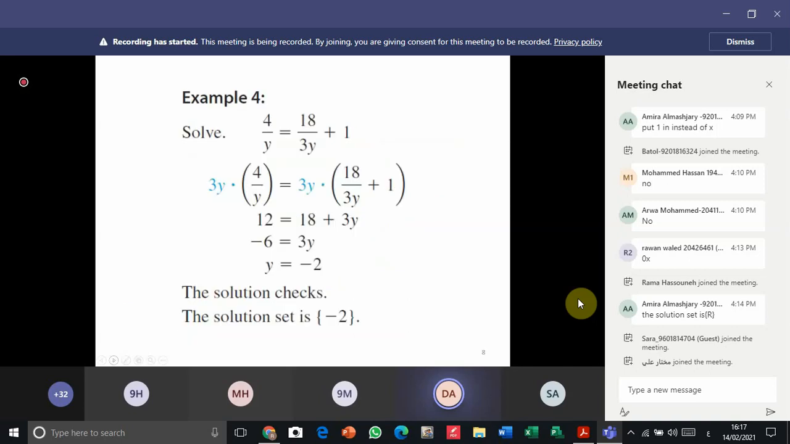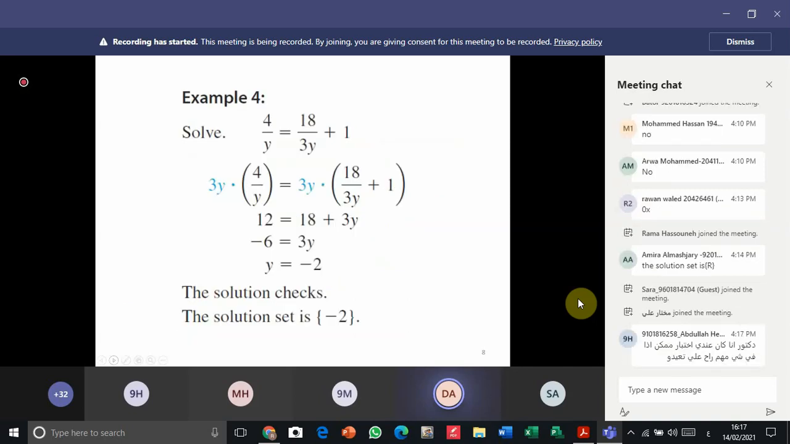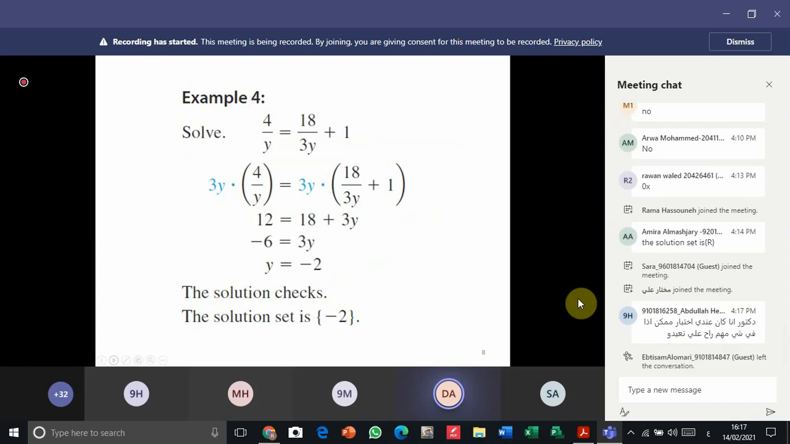Sometimes we have a fractional equation. What's the meaning of a fractional equation? We have x and y in the denominators. We have a fraction on both sides or on one side. This is called a fractional equation.